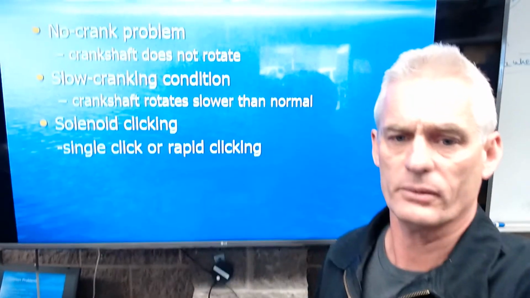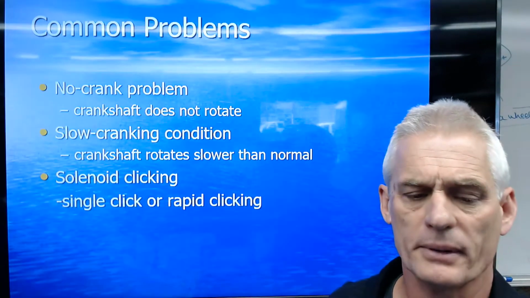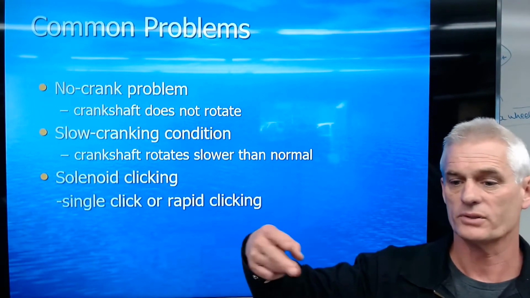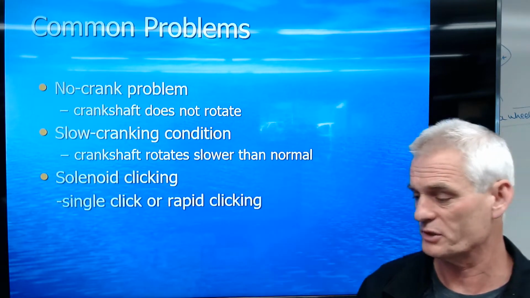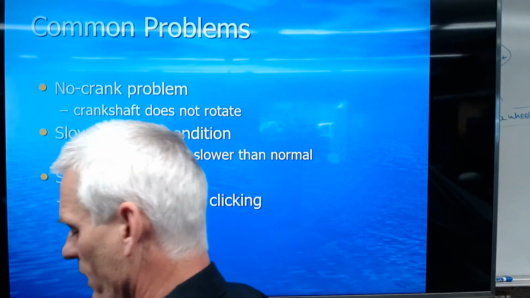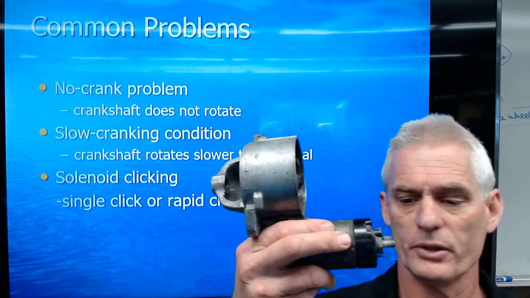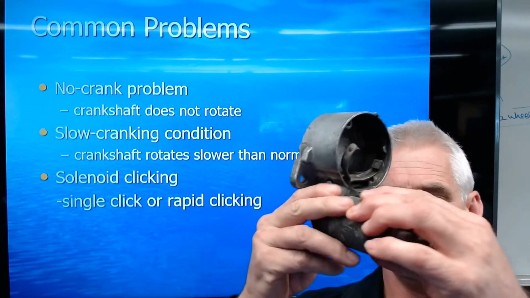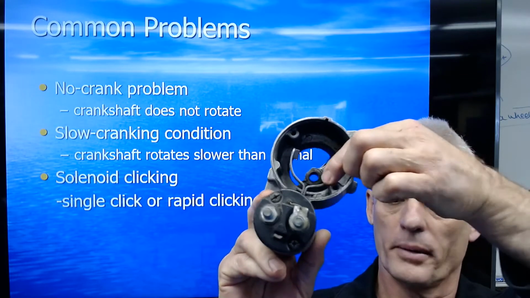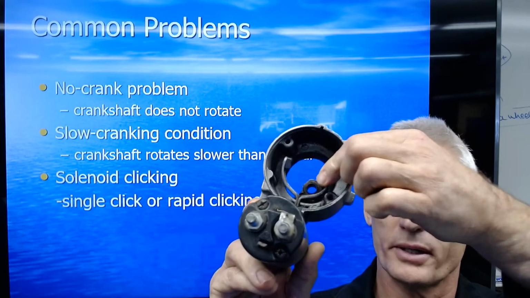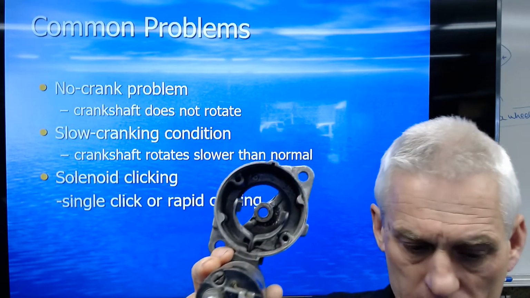So I wanted you to be able to identify when I said solenoid clicking, I'm talking about the solenoid moving the starter pinion gear out and meshing it with the flywheel, but not being able to spin it. This starter I've got partially apart, and what you can see is here's the solenoid, and here's the arm that moves the starter gear out, etc.